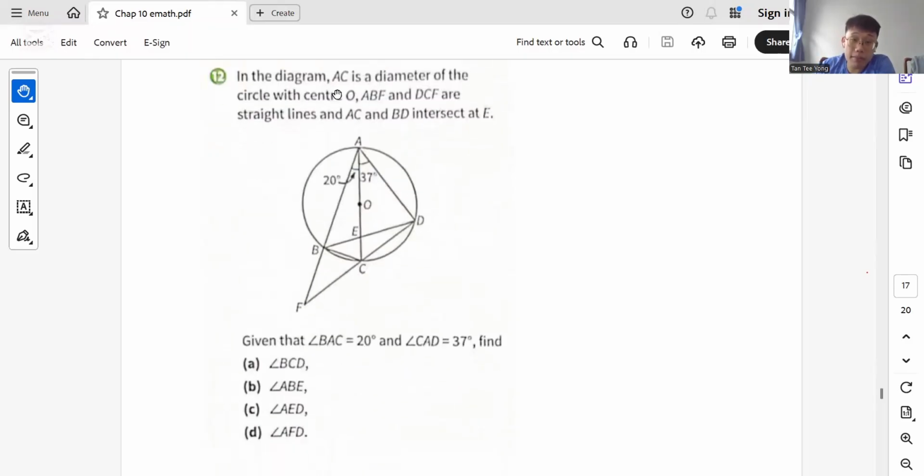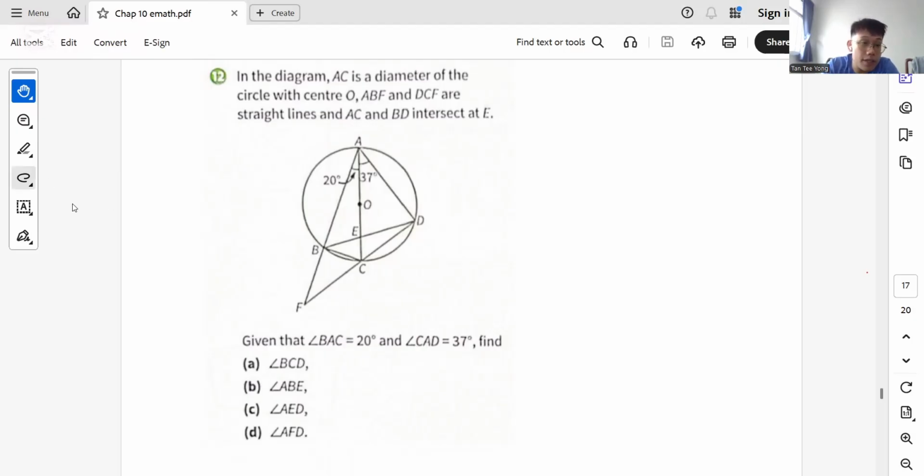Okay, so in the diagram, they say that AC is the diameter of the circle with center O, and angle ABF and DCF are straight lines. Okay, and then they meet each other at F. And then AC and BD intersect at E. So given that angle BAC is 20 degrees and angle CAD is 37 degrees, find angle BCD.